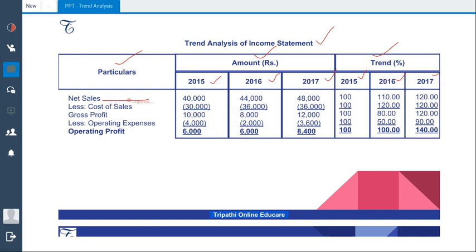So first thing that we take is sales. If you see sales, first year is 40,000, second year is 44,000, and third year is 48,000. First year we are taking base year 100%. Based on that, we came to know that in 2016 sales is 110%, and 2017 sales is 120%. So now if you see your sales are increasing, first year it increased by 10%, and second year it increased by 10%, and in the third year it increased by 20%.